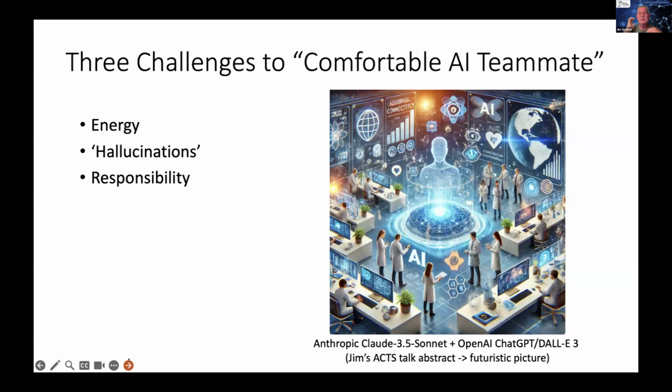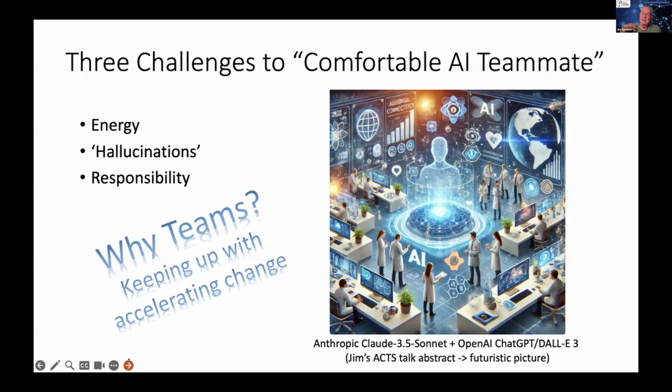So let's get back to these three challenges. Why am I a little uncomfortable with AI as a teammate? Again, it's this energy problem, hallucination problem, and responsibility problem. And I'll get into each of these three. But again, first, I really want to talk a little bit about why teams.